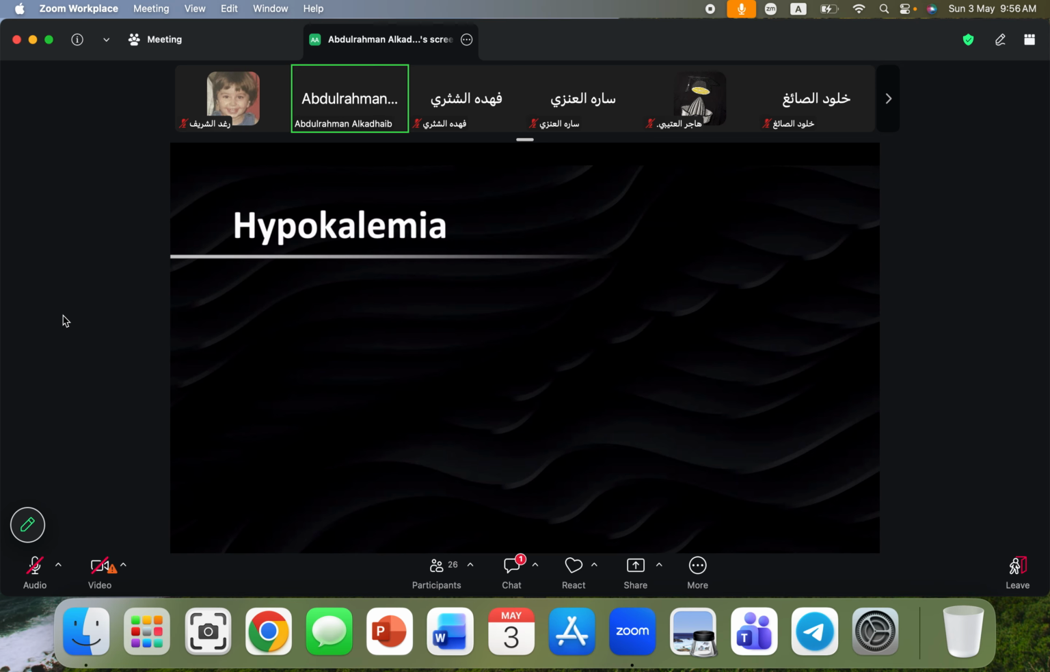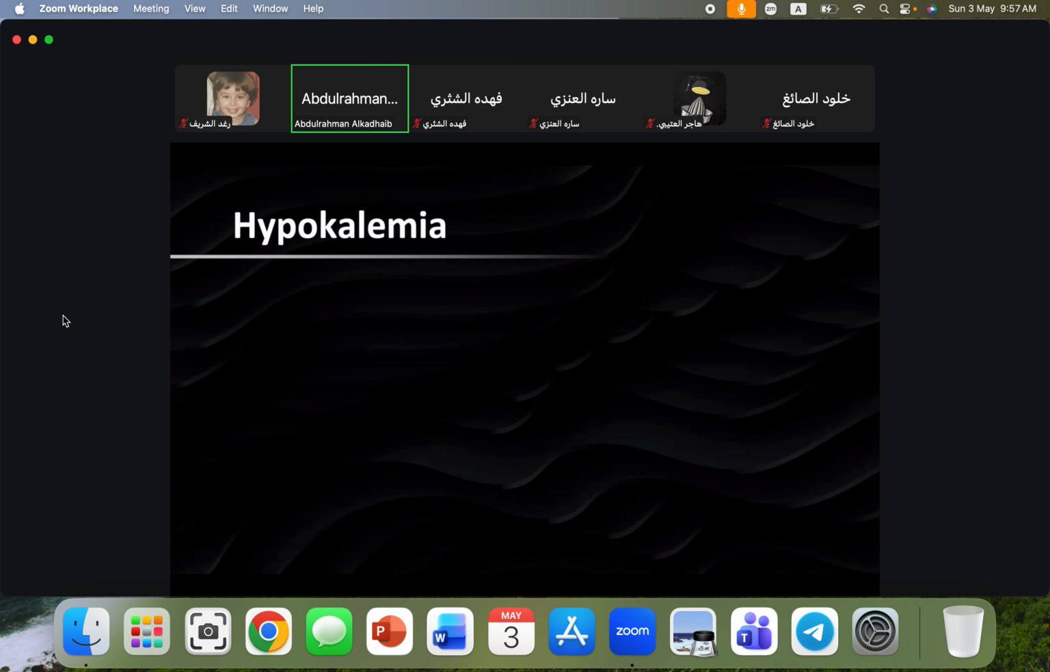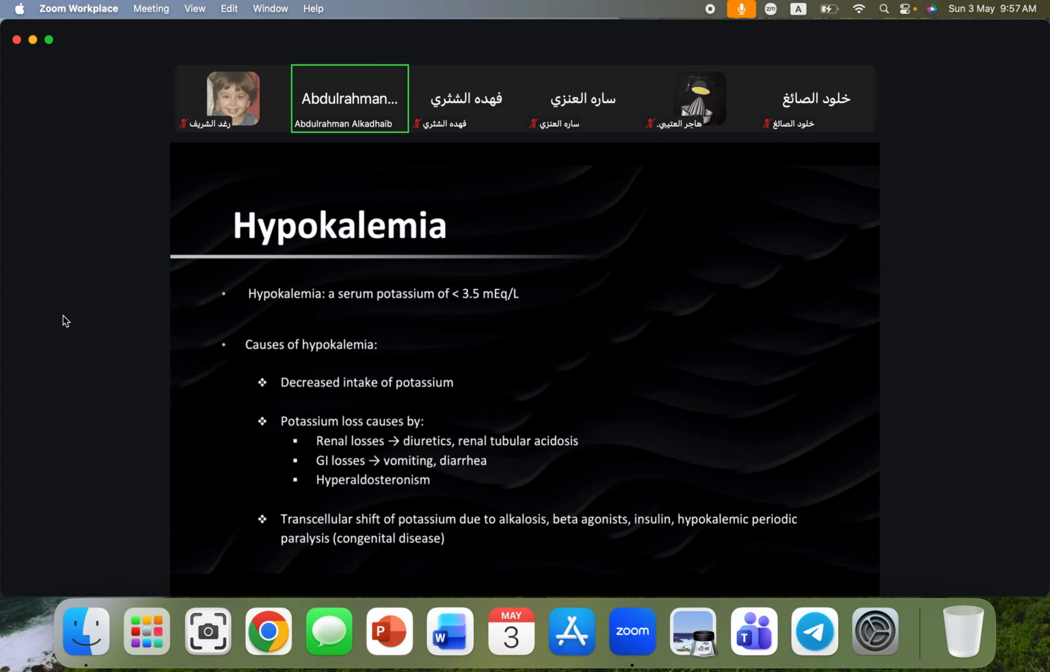So we'll move on to the other potassium disorder, which is hypokalemia. Basically, it's defined as a potassium level of less than 3.5 milliequivalents per liter. There are so many causes of hypokalemia. They may include GI loss like vomiting or diarrhea, and renal losses such as diuresis or use of diuretics.